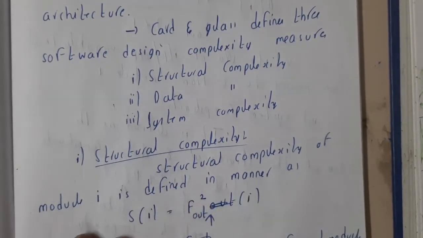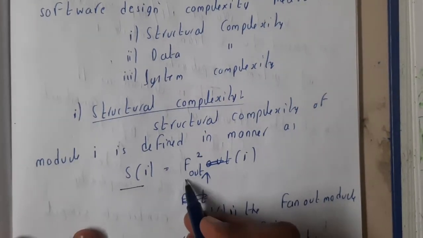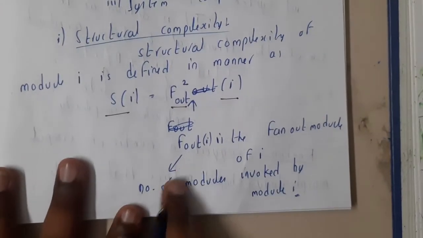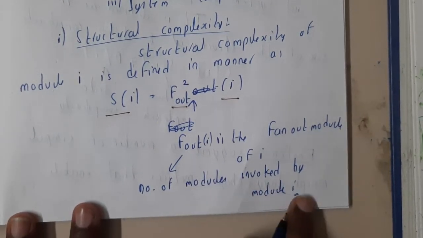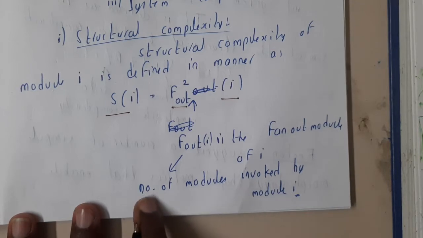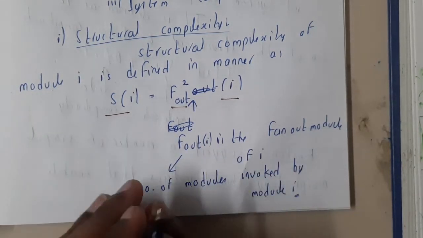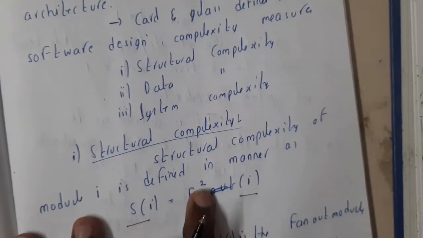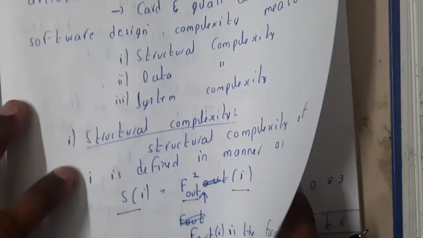Okay, so structural complexity. The structural complexity of module i is defined as S(i) = f_out(i) squared, where f_out(i) is nothing but the number of modules invoked by module i. So basically, whenever module i invokes multiple functions or multiple methods, the count of the number of those is nothing but f_out, guys. So you'll be doing the square of it.